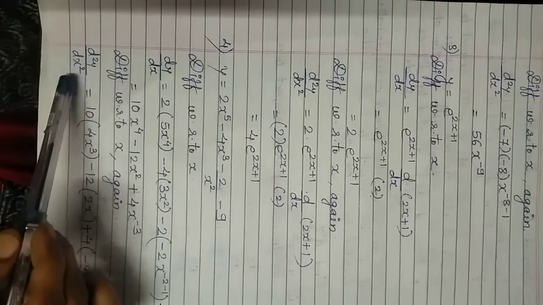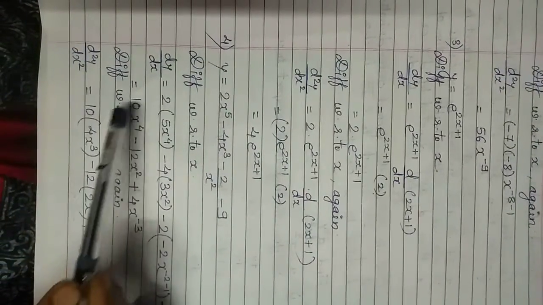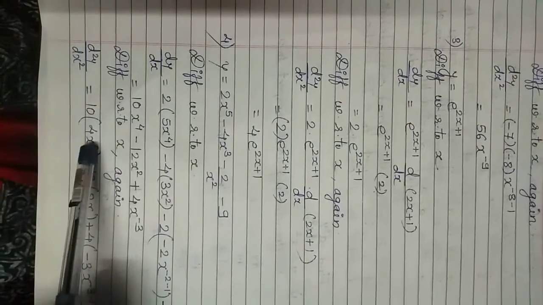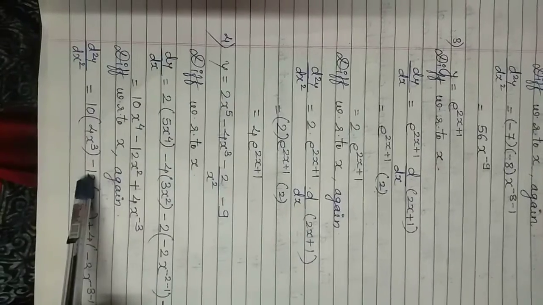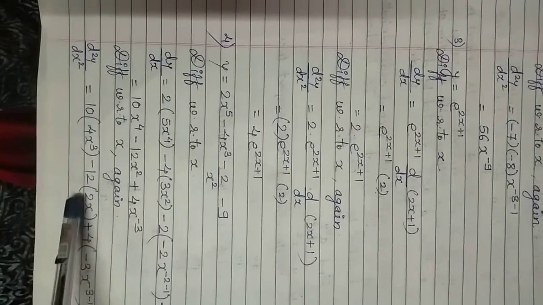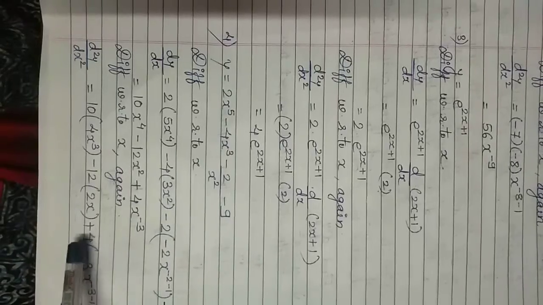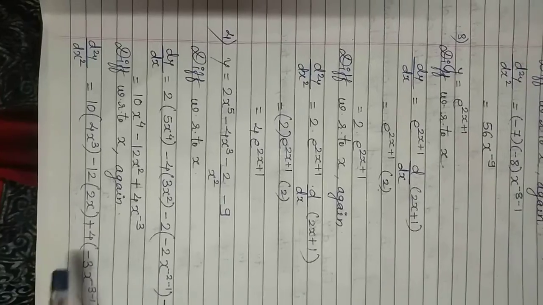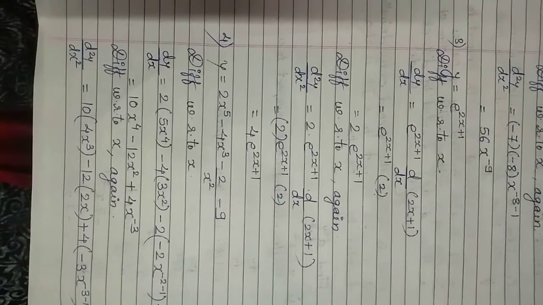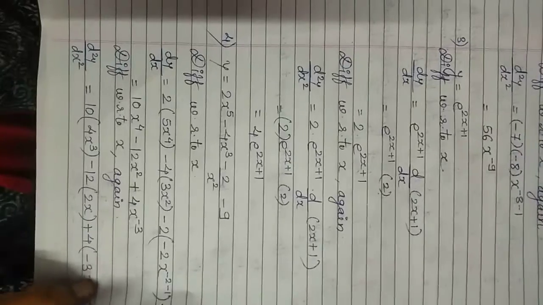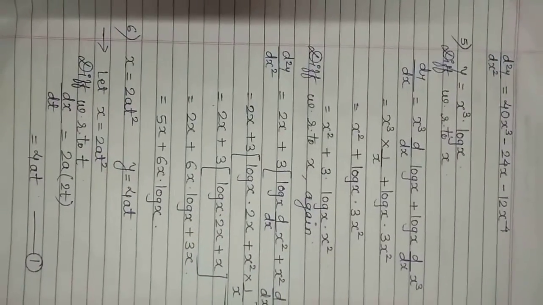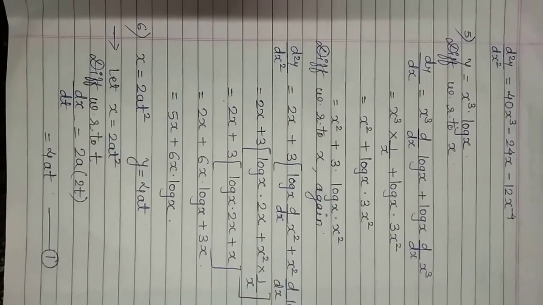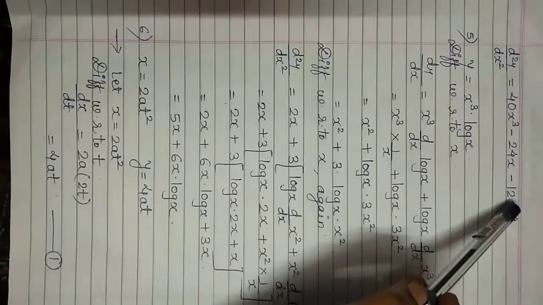So d square y by dx square is equal to 10 as it is. Derivative of x raised to 4 is 4x cube, minus 12 as it is. Derivative of x square is 2x, plus 4 as it is. Derivative of x raised to minus 3 is minus 3x raised to minus 3 minus 1. So after simplification we will get 40x cube minus 24x minus 12x raised to minus 4.